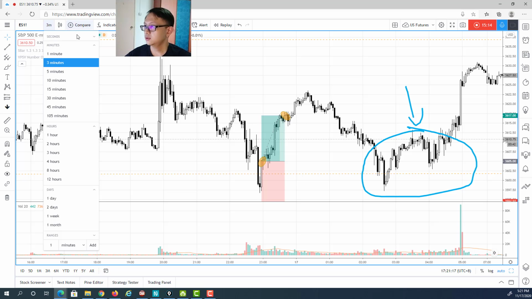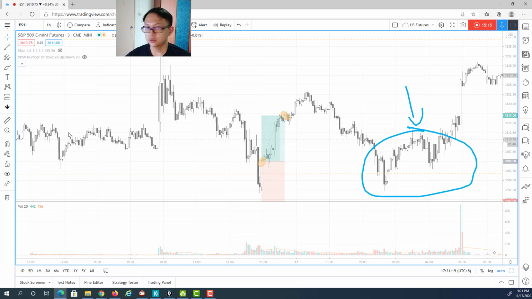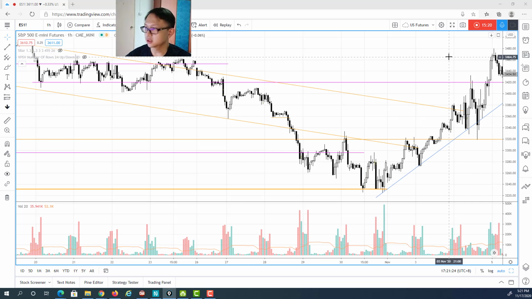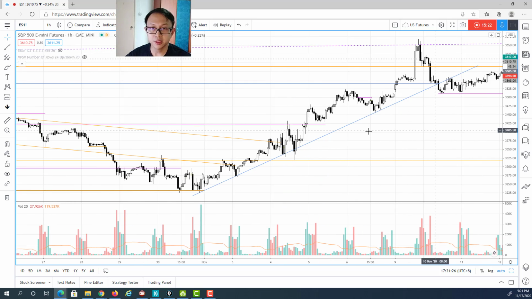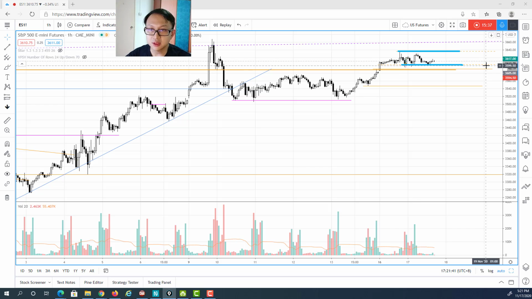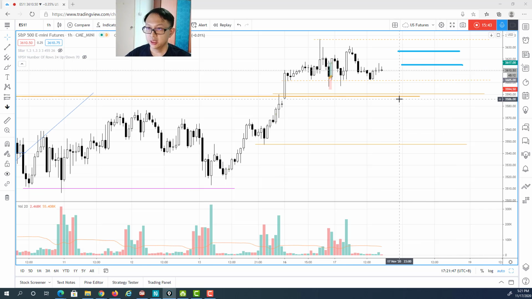Alright, so let me get down to the hourly time frame and let's talk about the current market condition. You can see that right now we are still pretty much fluctuating within this trading range here. I think that could be from, let me see, about 3600 to around 3640. So that's the trading range.